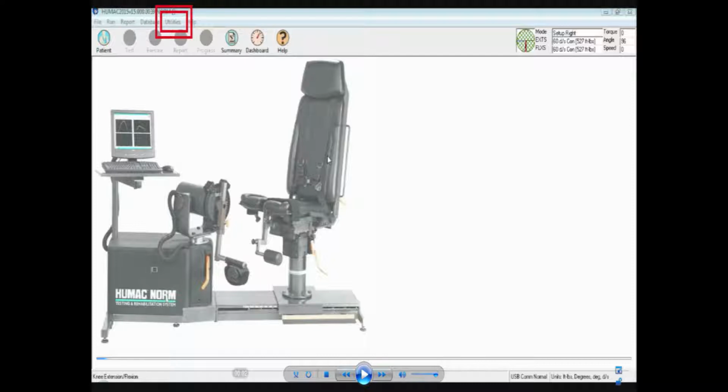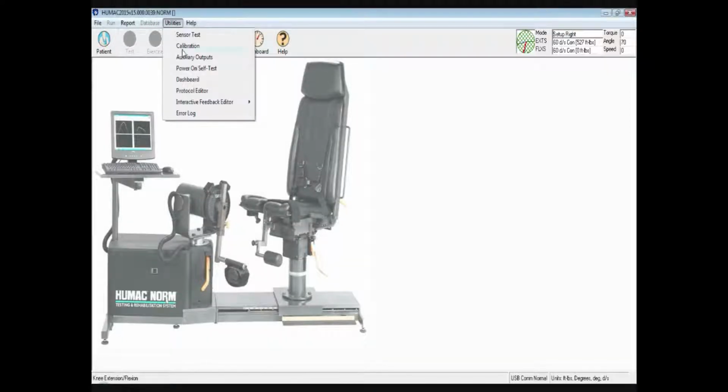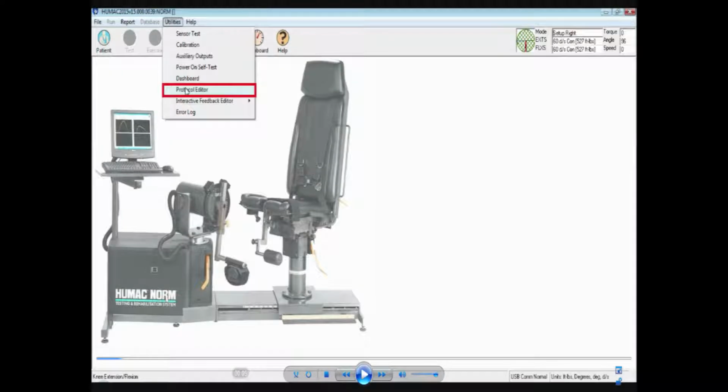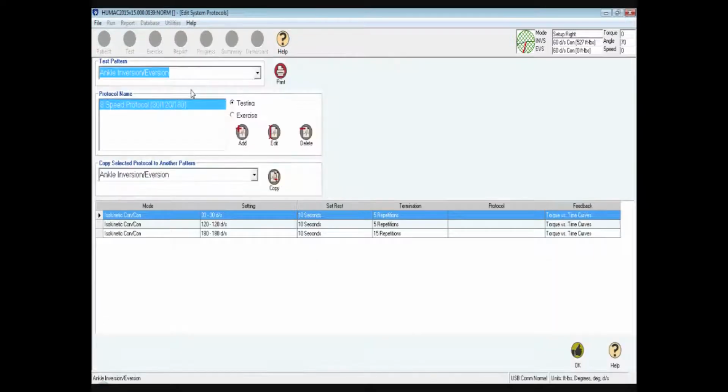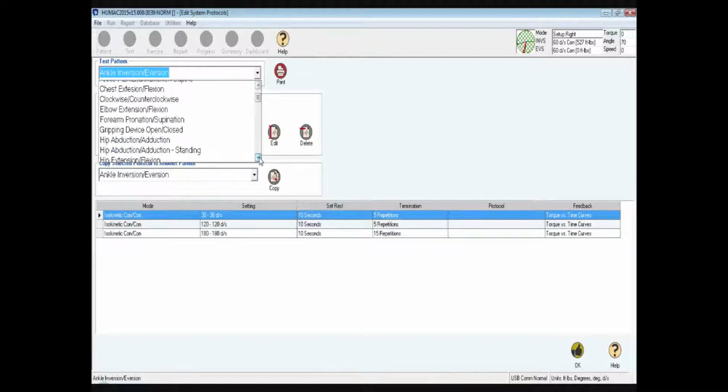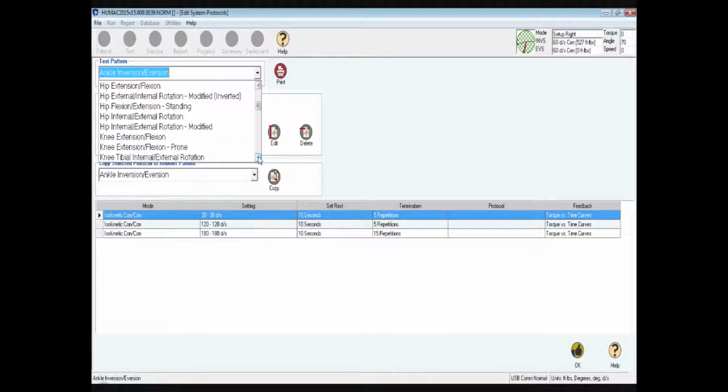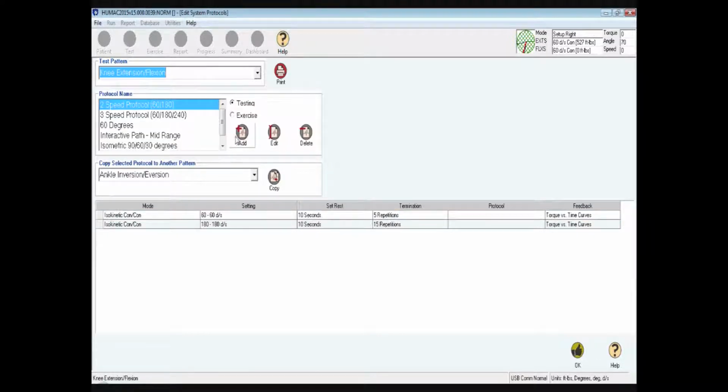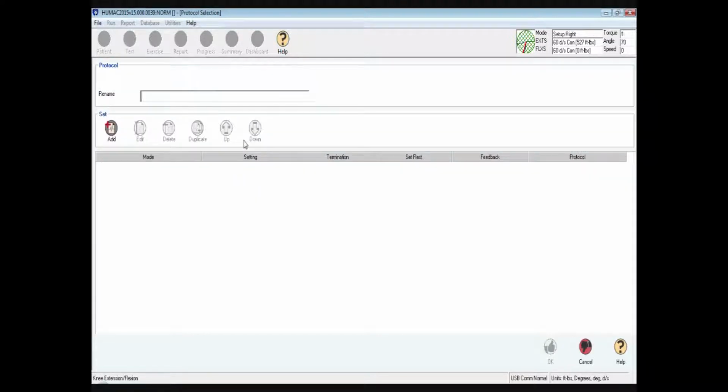From the main screen, click on Utilities. Click on Protocol Editor. Select the appropriate pattern, in this case, knee flexion extension. Make sure Testing is highlighted and click Add. Name the protocol Interrupted Stroke, Quad, Ham, Concentric, Eccentric, 60 degrees per second.